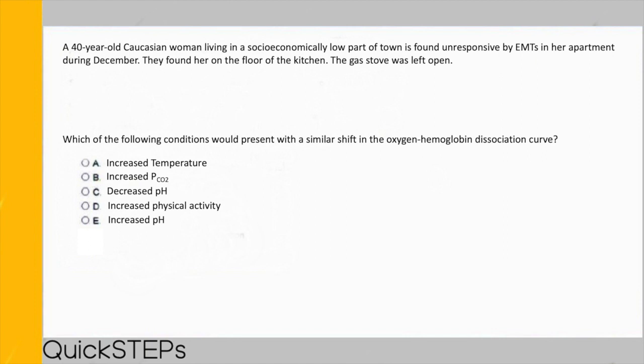So, we have a 40-year-old Caucasian woman living in a socioeconomically low part of town, found unresponsive in her apartment. They found her in the kitchen with an open gas stove. So what's the whole point of this? She's unresponsive, she has an open gas stove, and it's during the winter time where she presumably would have the heat on. Which of the following conditions would present with a similar shift in the oxygen hemoglobin dissociation curve?